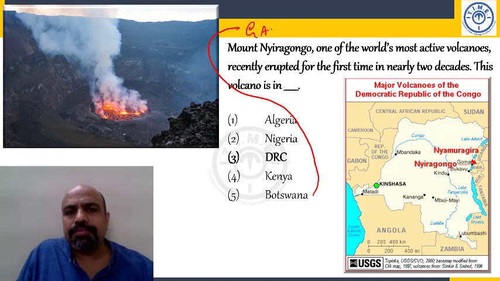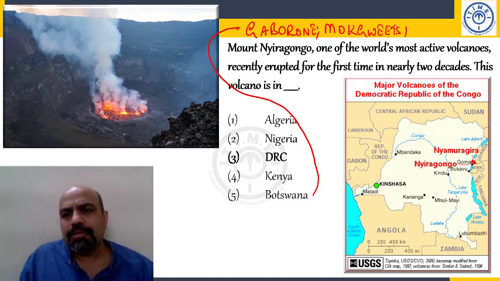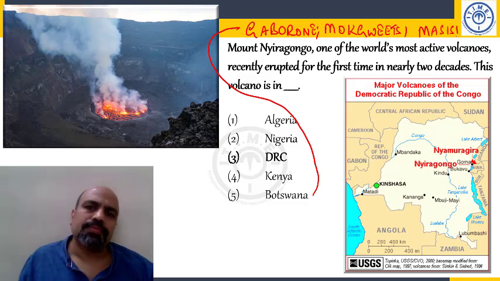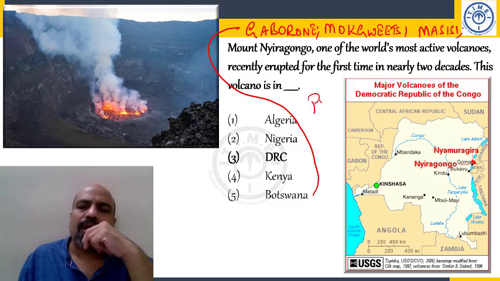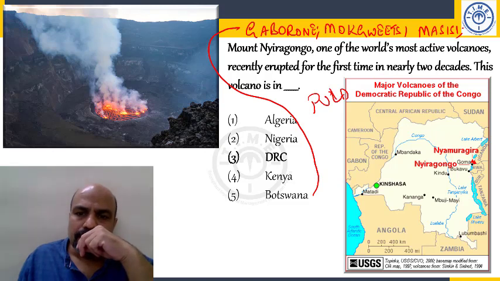Capital is Gaborone. This is the capital. President is Mokgweetsi Masisi. Okay. And the currency is Pula, P-U-L-A.